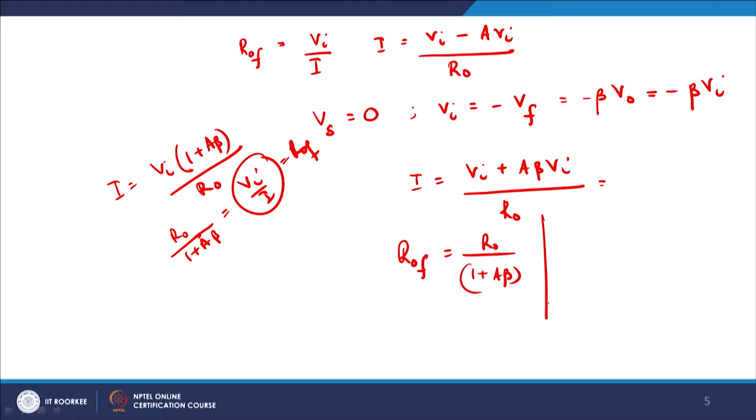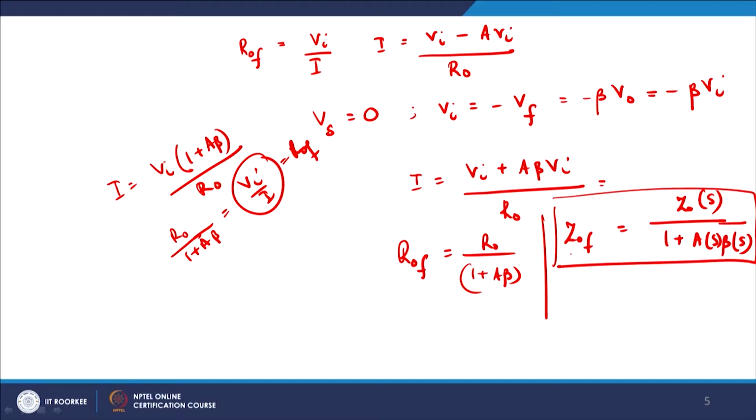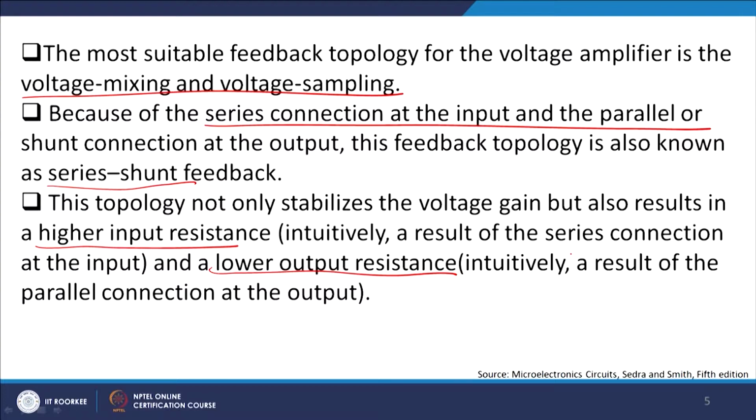In general, we can write Zof, the output impedance with feedback, as Zo(s) upon 1 plus A(s) times beta(s), and this is what you get from the overall discussion. So, we have seen that the input impedance rises and the output impedance falls.